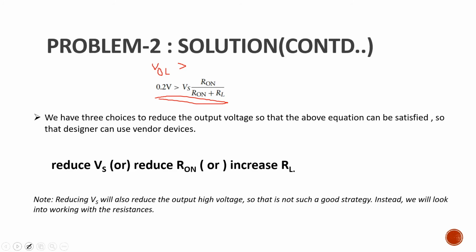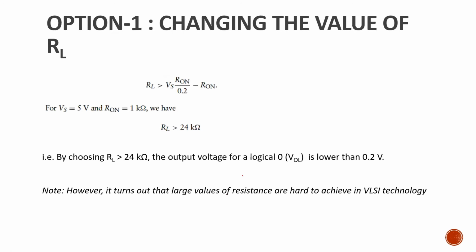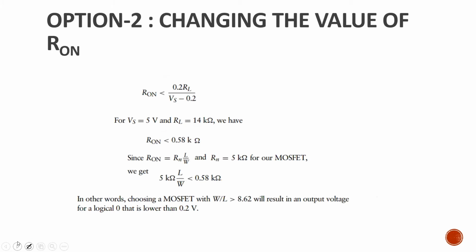Then we have only one option, guys. That's none other than R on. That's what you can see here. RL you can take 24. By choosing RL 24, you can do that, but we don't do it because in VLSI it is very hard to get those kinds of values. Hence, the possible solution is R on. By changing the width and length values, you can get that value to less than 0.2 volts.